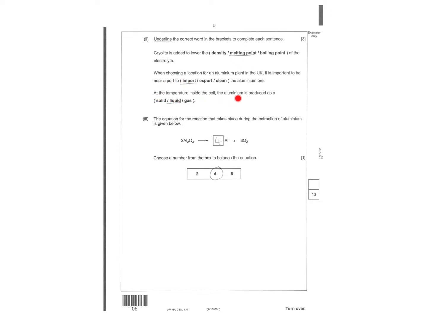At the temperature inside the cell, the aluminium is produced as a liquid. You had 4 aluminiums. If you did 2 times 4 there, you have to have 4 in front of there. I circled it and wrote it in the box.